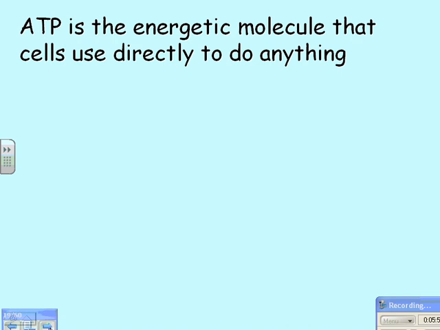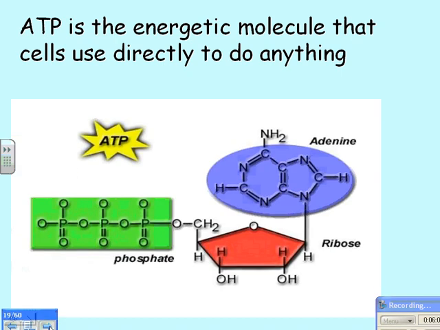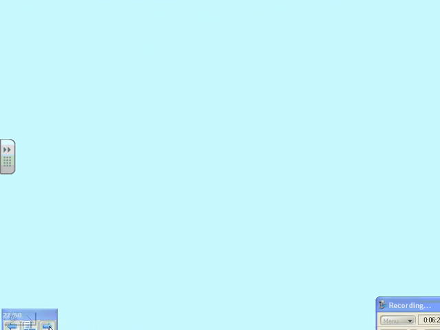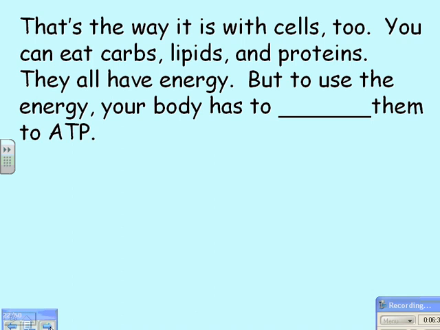So ATP is the energetic molecule that cells use directly to do anything. So it's like your lunch card. You can't buy lunch in the school cafeteria with your dad's 401k. Your dad's 401k has money in it maybe, right? And grandpa's social security check, well, that's money too. But you can't give the lunch lady your 401k or your dad's social security card. What you need is your lunch card or maybe cash. And ATP works like that. So that's the way it is with cells too.